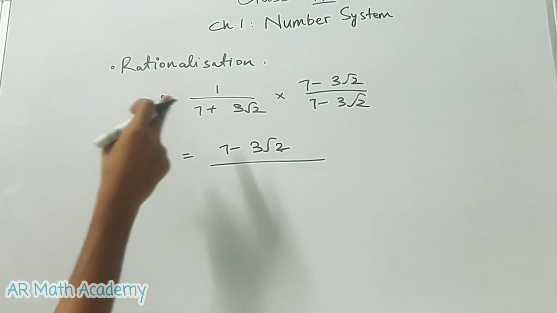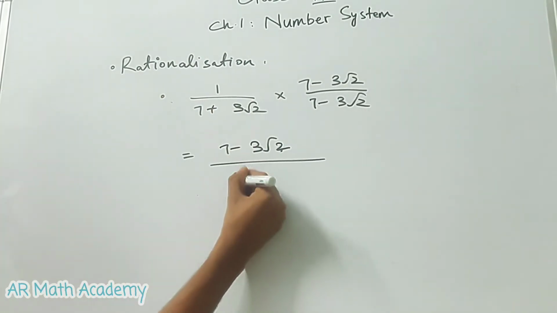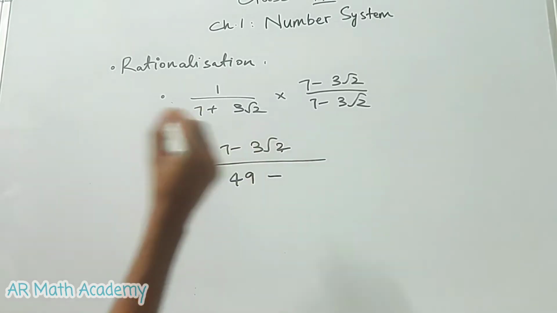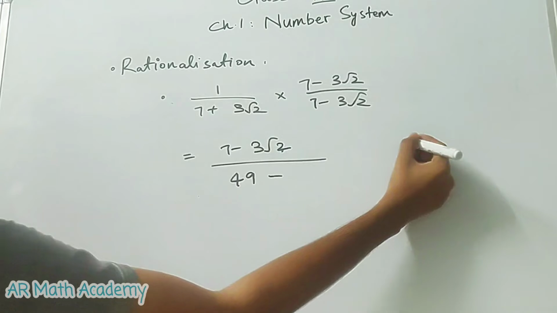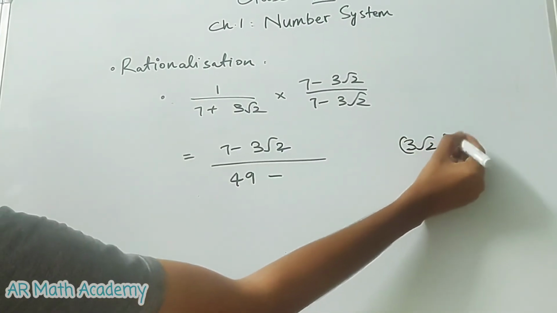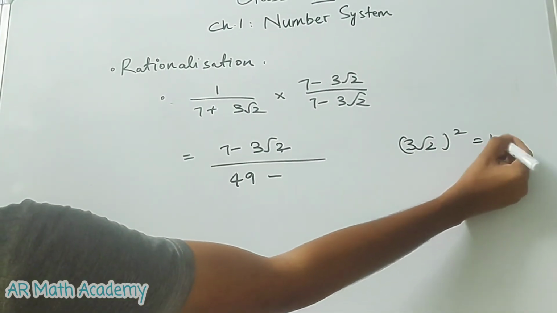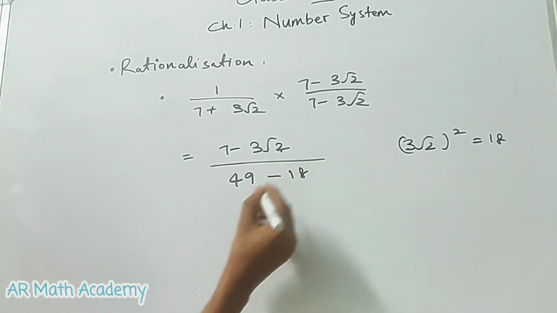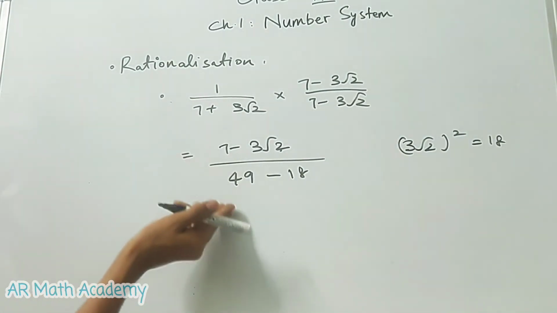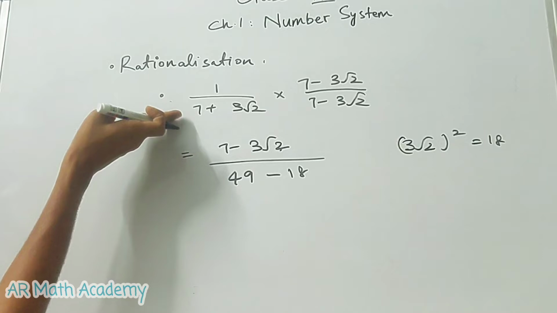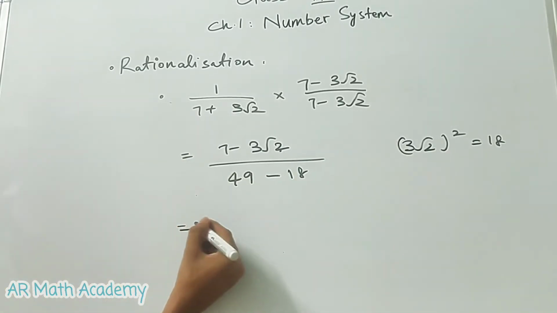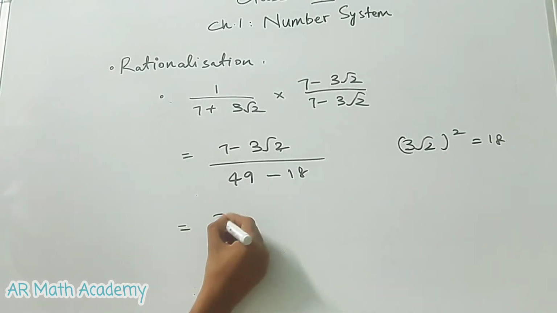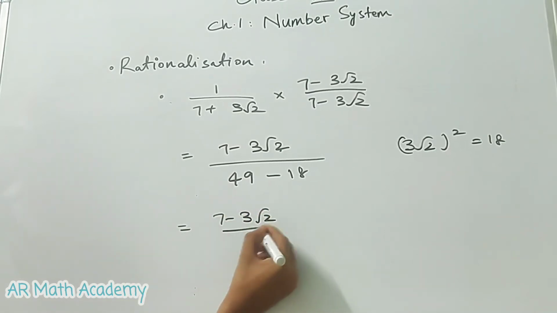What is a in this case? 7. So 7 square is 49. So a square minus what is b square? 3 root 2 square. As we already saw, 3 root 2 the whole square is equal to 9 times 2, which is 18. So 49 minus 18 is the denominator. Now see, the denominator is rationalized. You had 7 plus 3 root 2 in the beginning. Now what you have is 49 minus 18, which is exactly 31. So 7 minus 3 root 2 divided by 31.